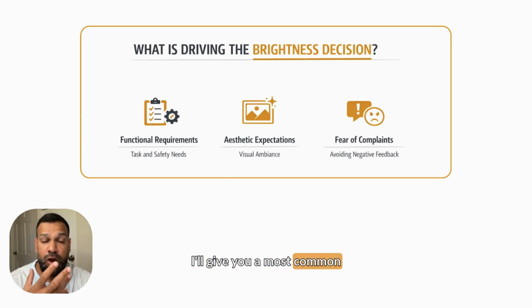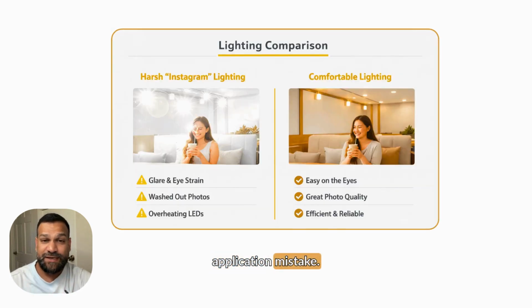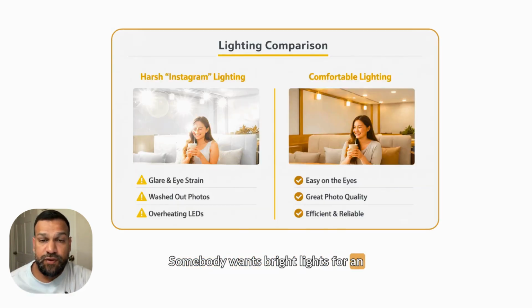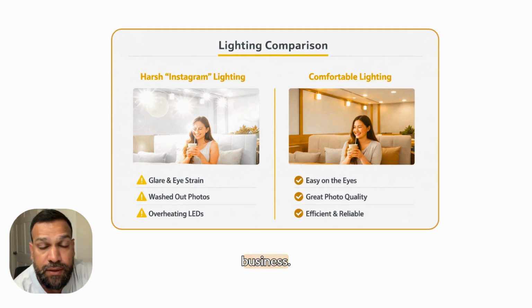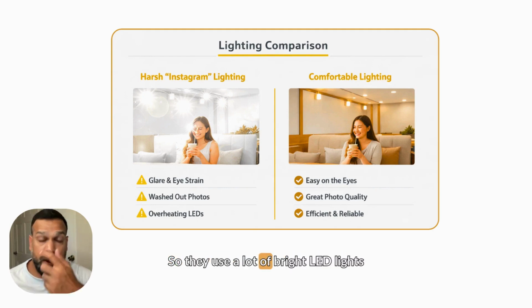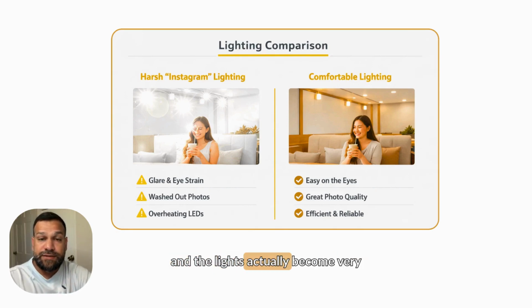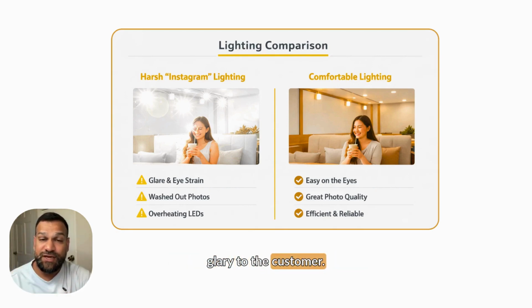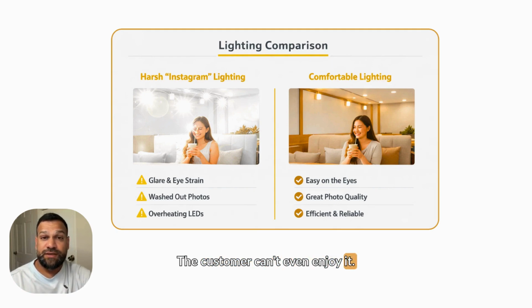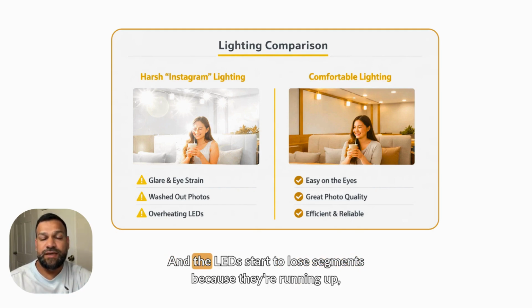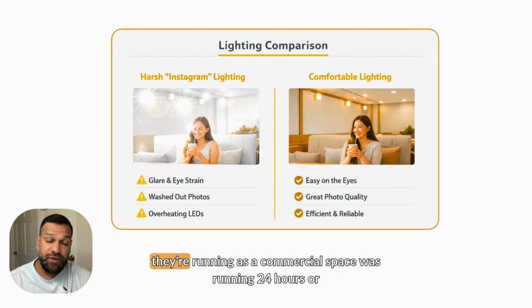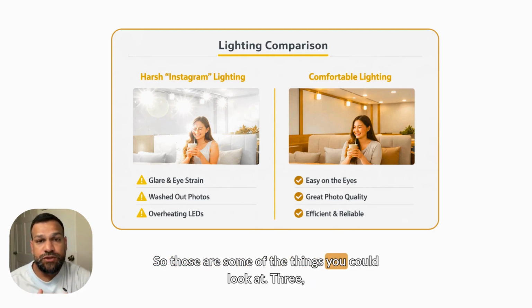I'll give you a most common application mistake. Somebody wants bright lights for an Instagrammable area in their business. So they use a lot of bright LED lights, and the lights actually become very glary to the customer, where the customer can't even enjoy it. When they take pictures, there's glare showing up and it looks overlit. Then they don't put aluminum or any sort of thermal management system into it, and the LEDs start to lose segments because they're running as a commercial space, running 24 hours or what have you. So those are some of the things you could look at.